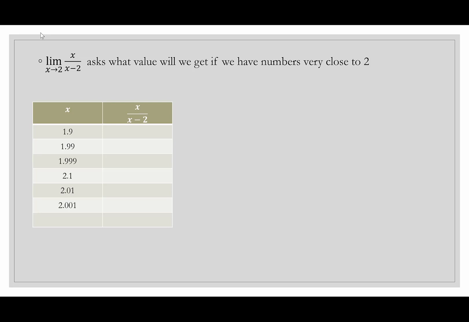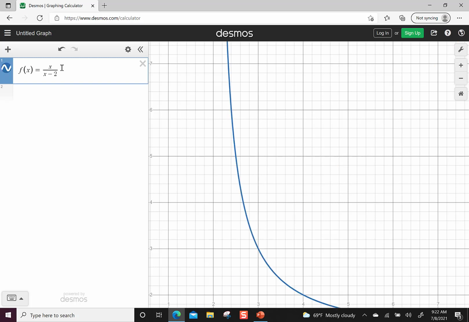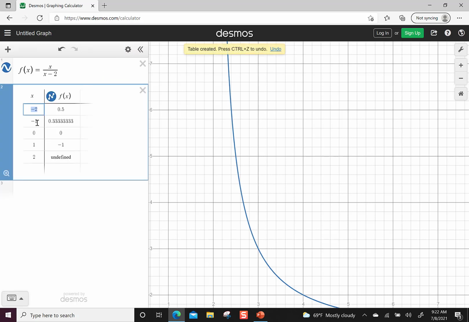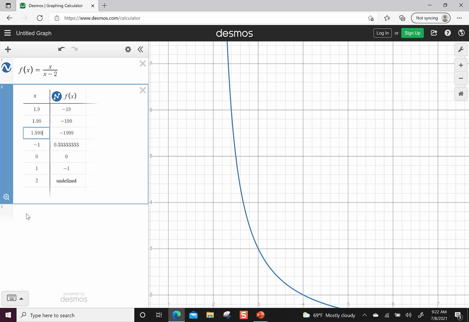And again, I'm not going to do this by hand. I'm going to use the technology, go over to Desmos, and do this calculation. First step, put in the function. So I have f of x equals x divided by x minus 2. I go to my list and I say put in a table, and close to 2 I had 1.9, 1.99, 1.999, I had 2.1, 2.01, and 2.001.